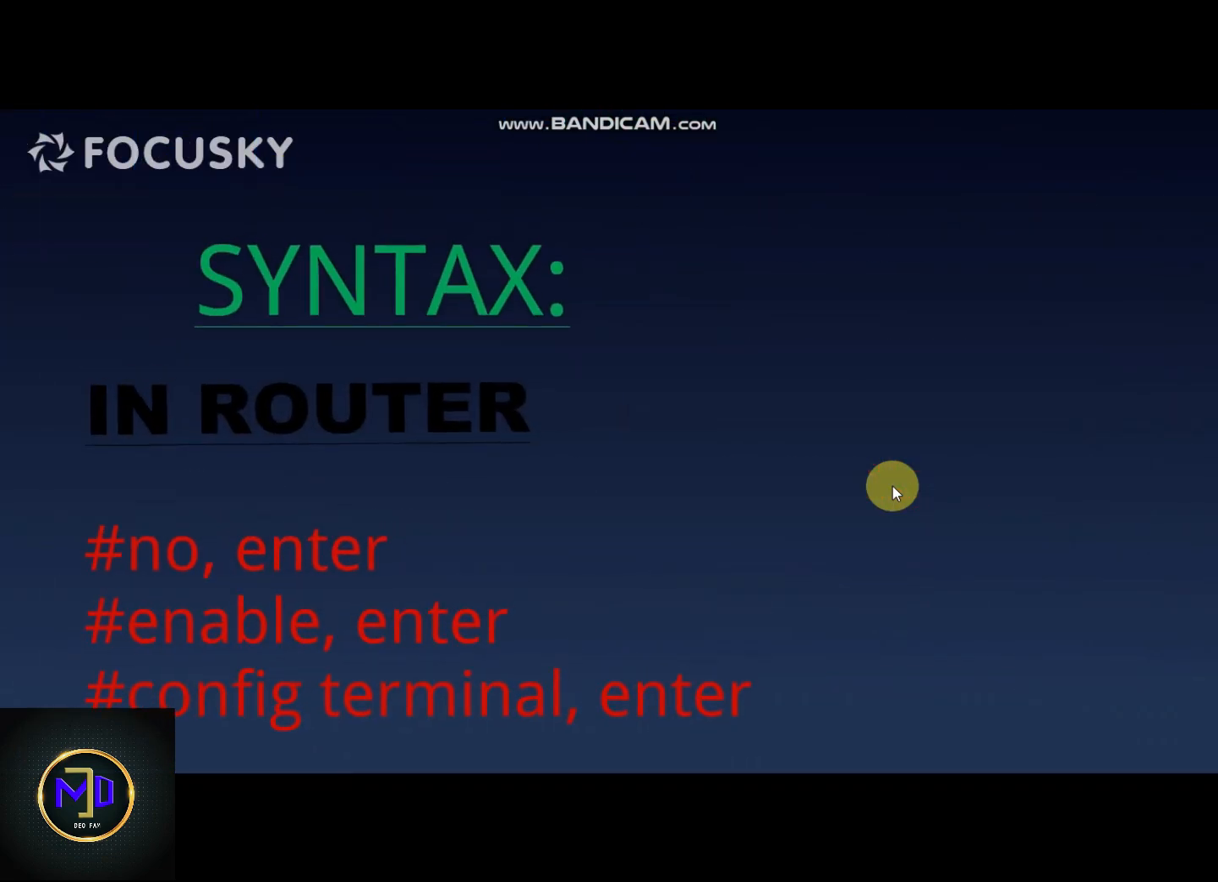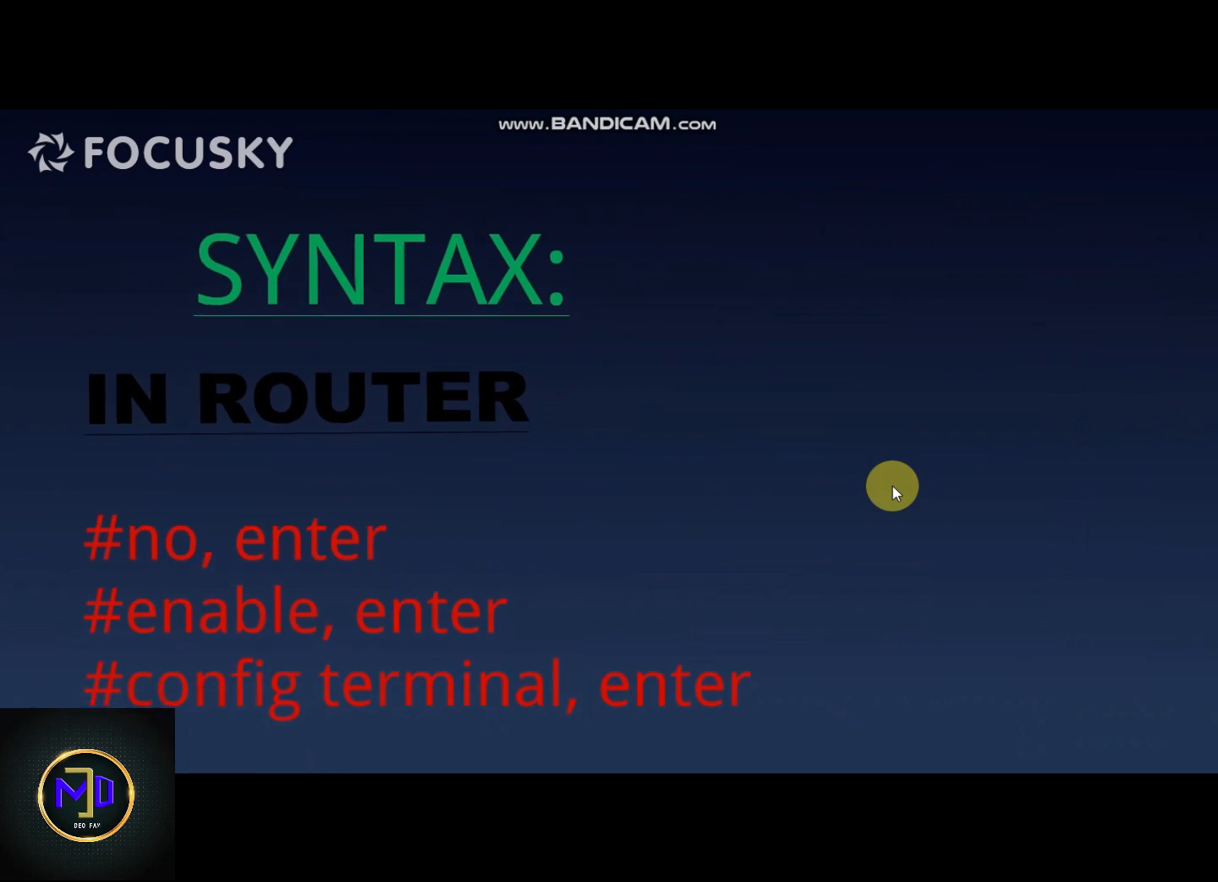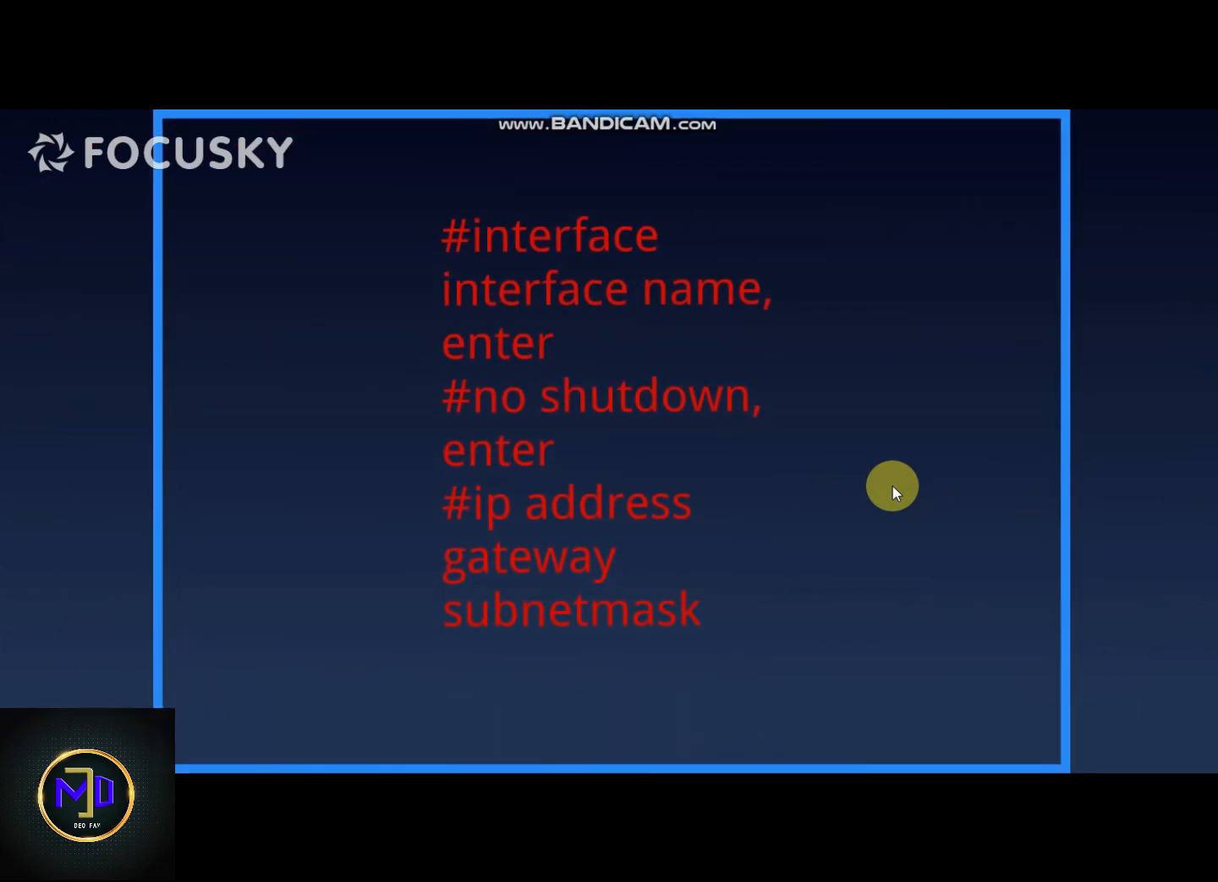Also, these are the commands that we are going to use in our router: enable, config terminal, interface, where we type the interface name, then no shutdown, then we type the IP address with the subnet mask.